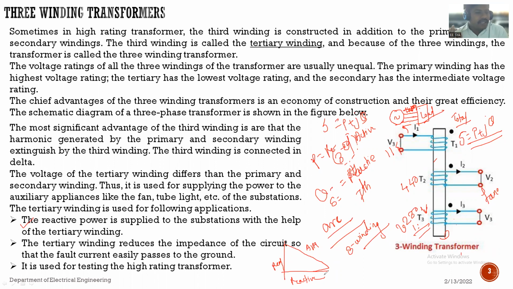Now next one, the tertiary winding reduces the impedance of the circuit. So again, one of the applications and advantages is that the tertiary winding reduces the impedance of the circuit so that the fault current easily passes to the ground. Due to that tertiary winding, it will reduce the total impedance of the circuit. Circuit's impedance, so in that situation it will reduce the impedance. If the impedance is less, whether the current will flow more or it may be less.